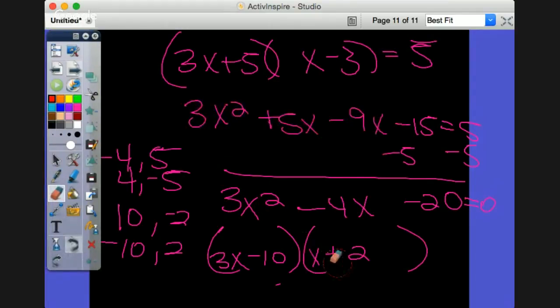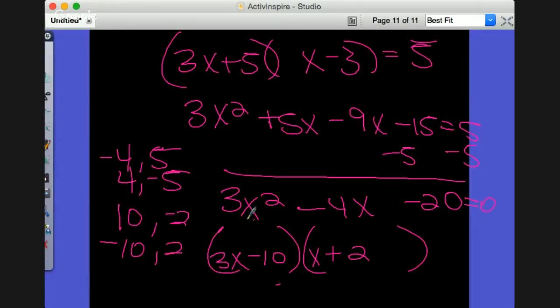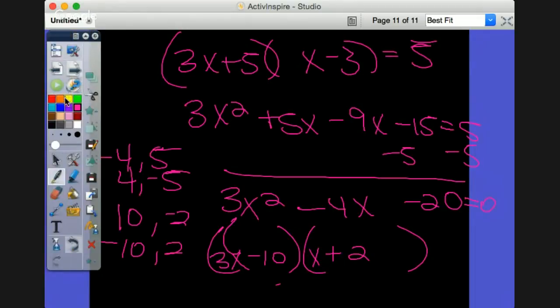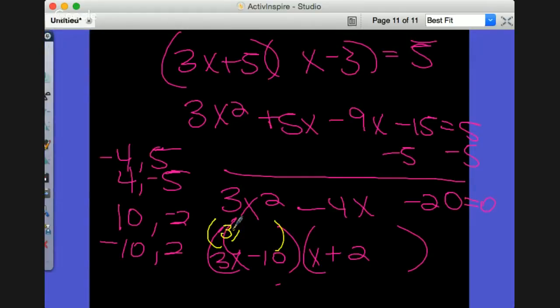X would be equal to 10 over 3 and -2. Very good. Excellent. So come back to what you were saying, Justin, on this situation. I start off, let me do it in yellow. That way you can see it. Okay, I start off with 3x in here.